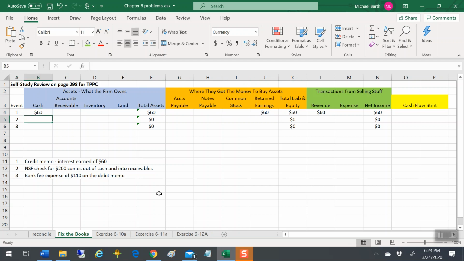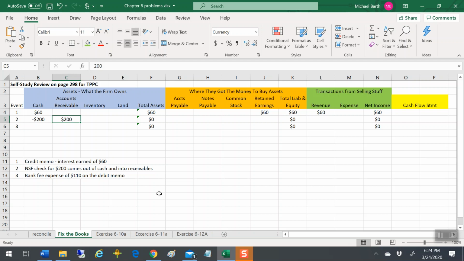The second item, there was an NSF check for $200. Well, when we deposited that check, we put it into cash, and so now it has to come out of cash because we didn't actually get $200, we got stiffed. Now that doesn't mean we're not going to get it in the future, it just gets transferred from cash to accounts receivable, because whoever wrote us that check still owes us 200 bucks and we're going to try and collect. But all this does is take it out of the cash account and slap it into the accounts receivable. That's the account for people owe me money.